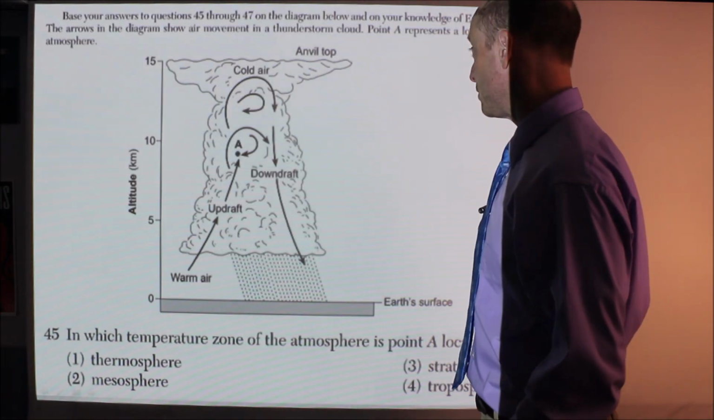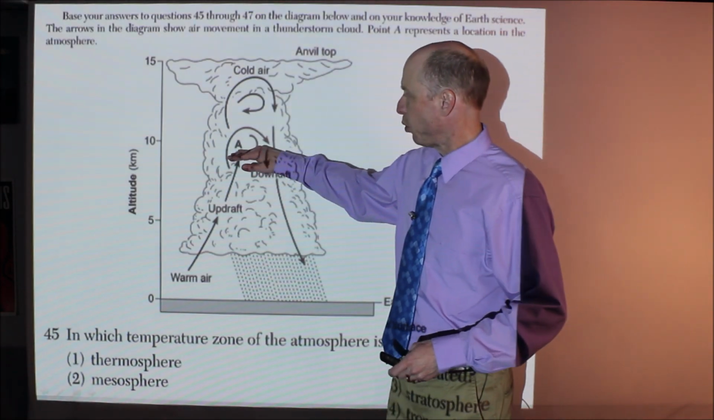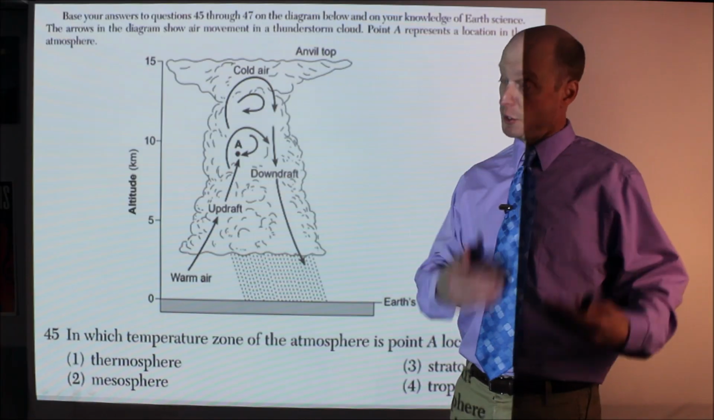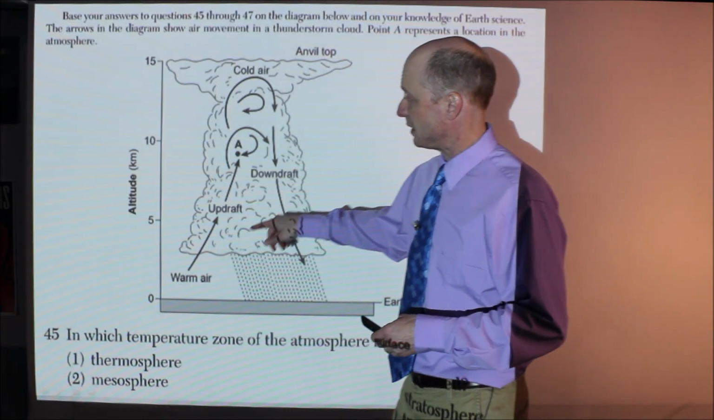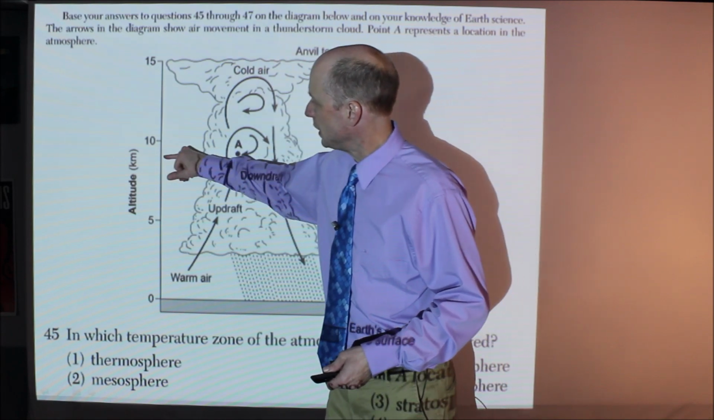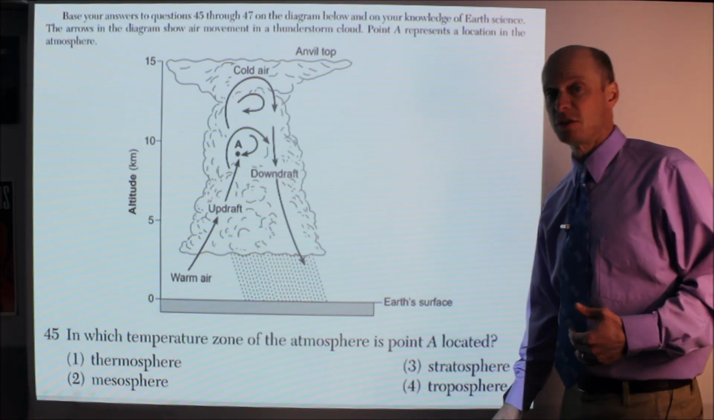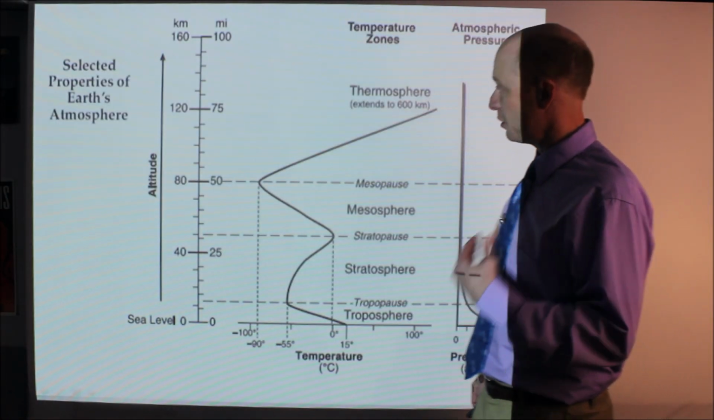45. In which temperature zone of the atmosphere is point A located? Here's point A right here. So you do need the reference table for this, but first thing you want to point out is this is altitude in kilometers, important, and figure out what that is. Well, A goes over to here, so maybe that's about 8 or 9 kilometers. So you need the reference table, and this is page 13 of the reference table.